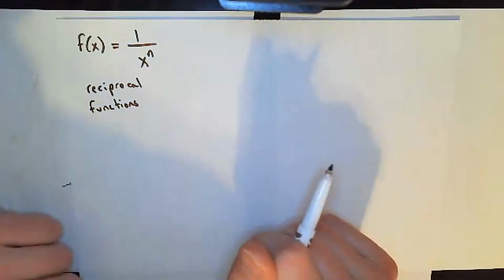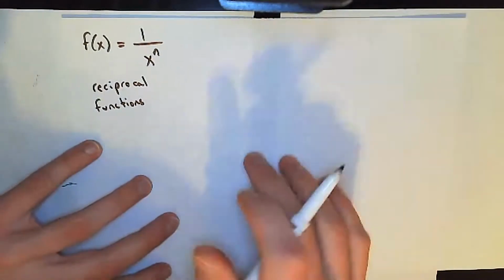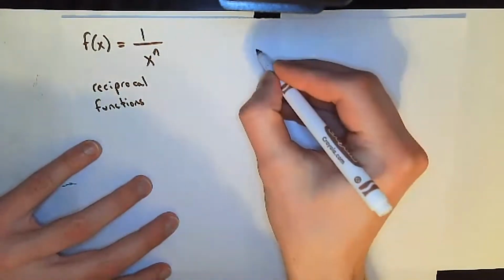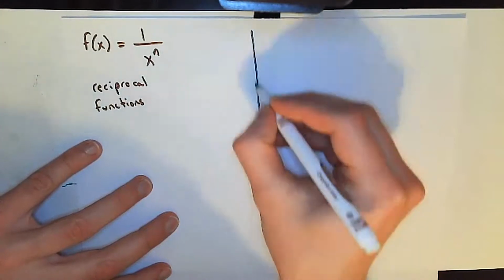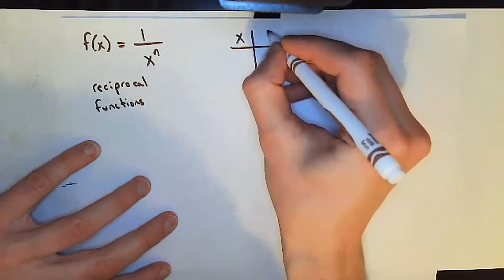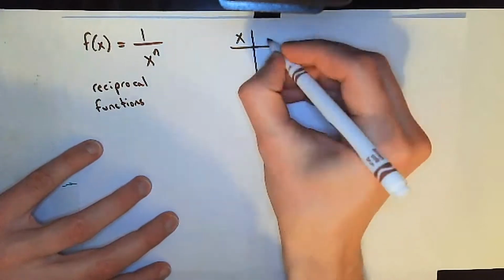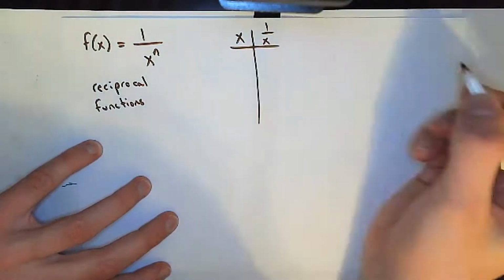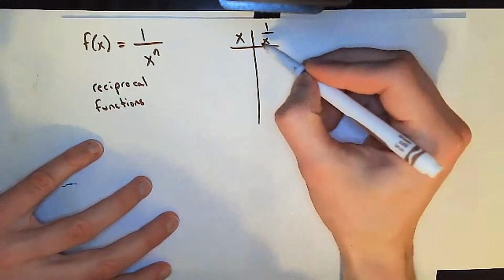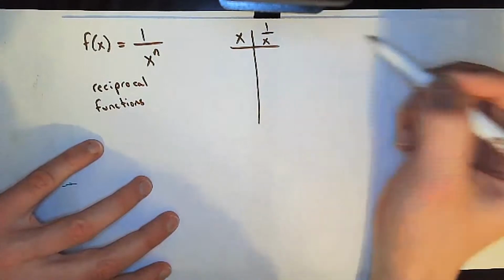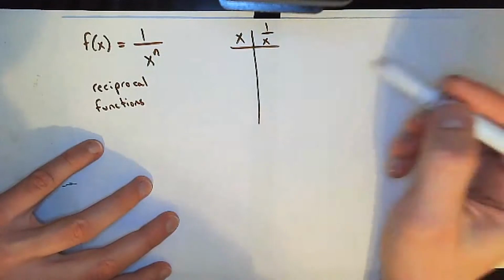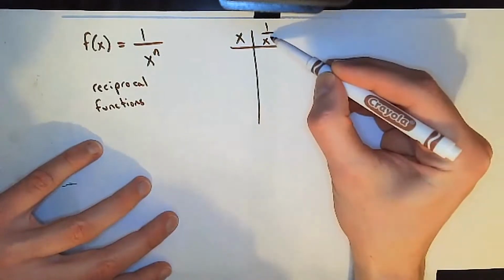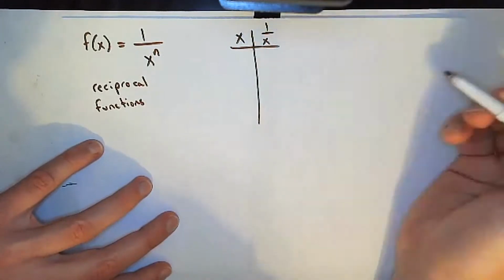So I'm just going to do it the same way we built up the other ones. Just start off with a table of values. x, and we'll start with n being 1. So that means just 1 over x. There's my function. You could put just f of x equals 1 over x here. The point is I'm starting with n equal to 1, so the exponent on the x in the denominator is just a 1. So I've got x and 1 over x.